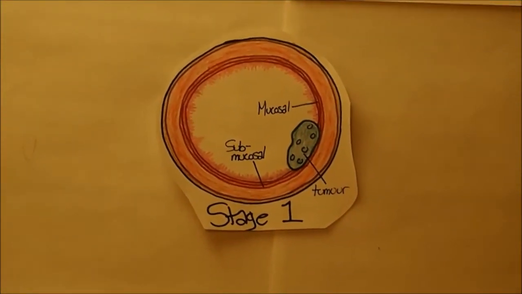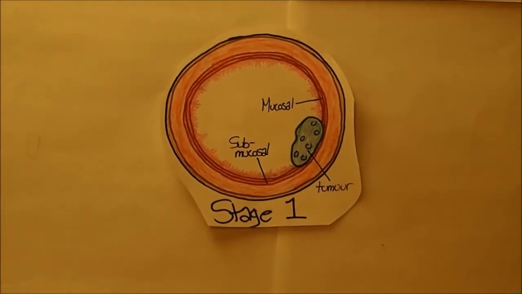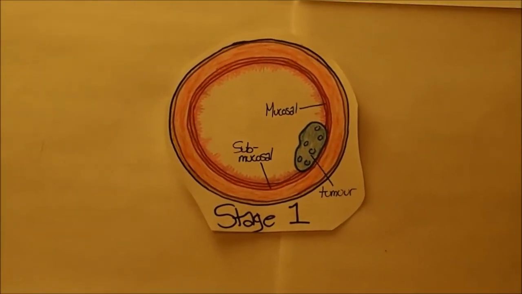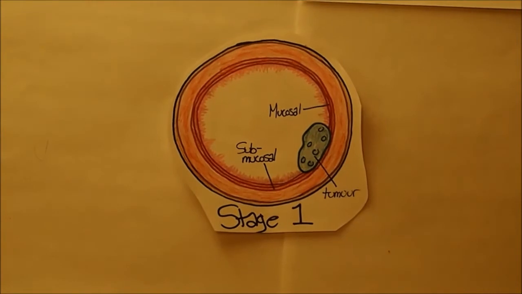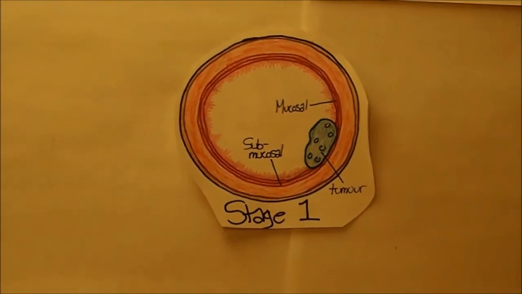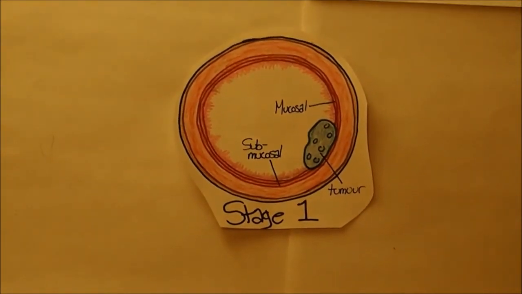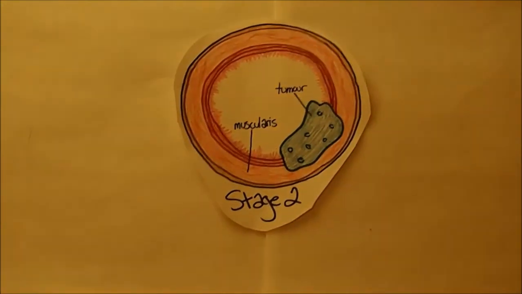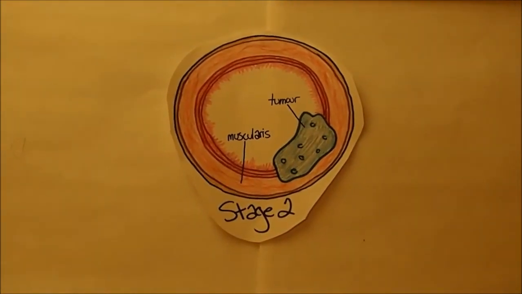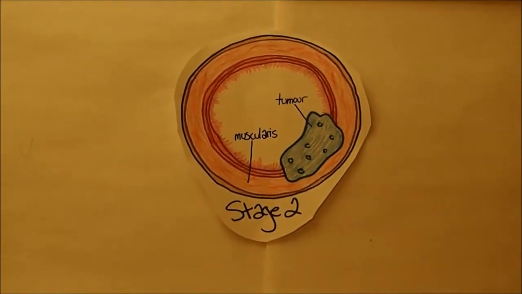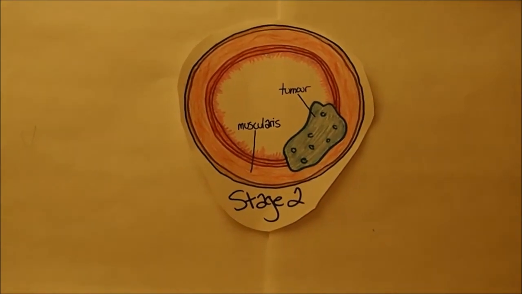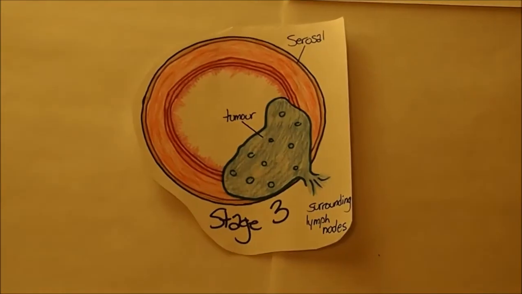There are 4 different stages of colorectal cancer. Stage 1 is when the tumor is limited to the invasion of the mucosal and submucosal layers of the colon. The survival rate here at this stage is 90 to 100%. Stage 2 is when the tumor spreads to, but not through, the muscularis layer. The survival rate is 80%.